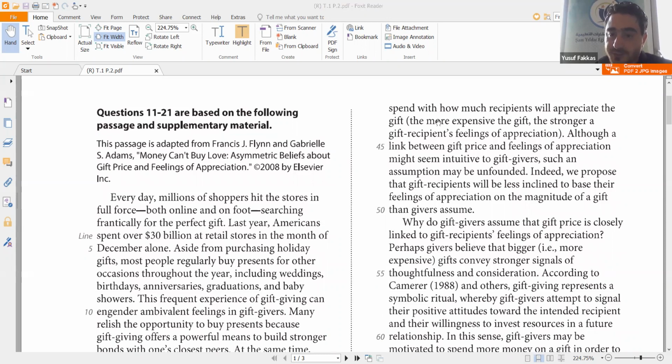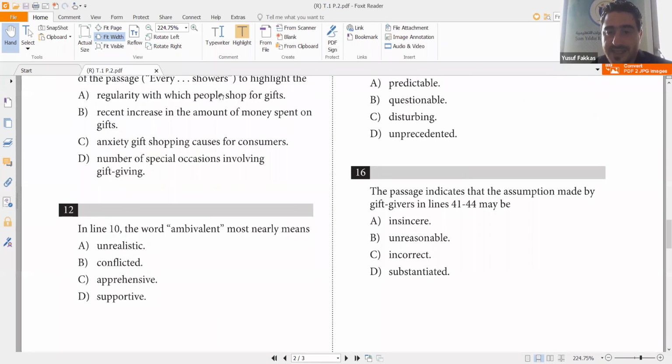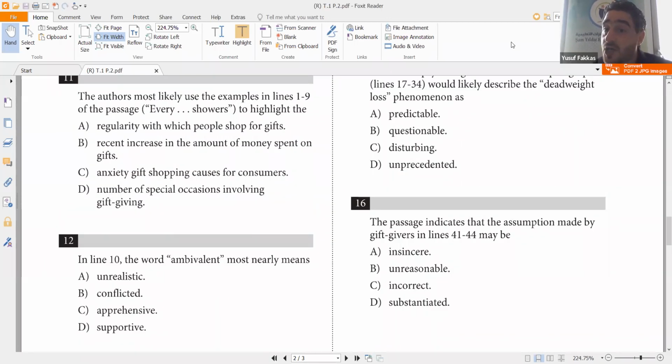When we read here, what are they saying? Although a link between gift price and feelings of appreciation might seem intuitive. Okay, so how does it seem? Intuitive, instinctive, natural, logical, reasonable. B is not the right answer. It's the opposite as well.